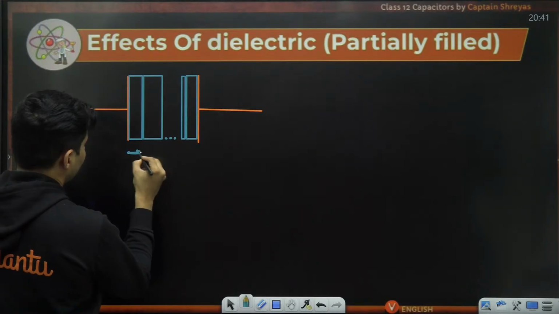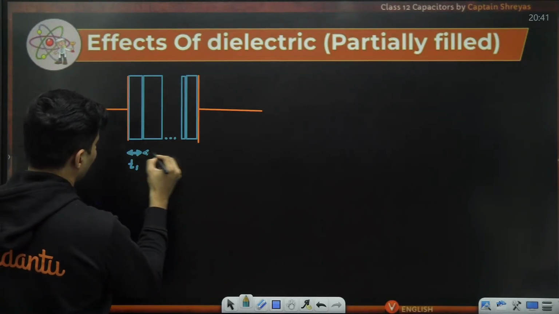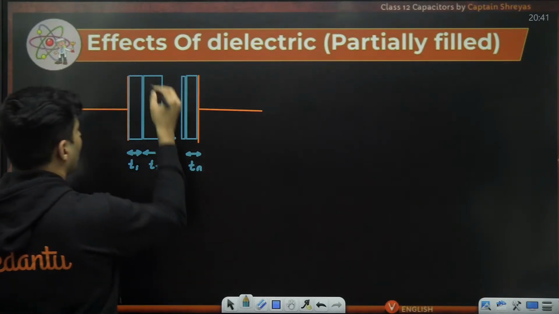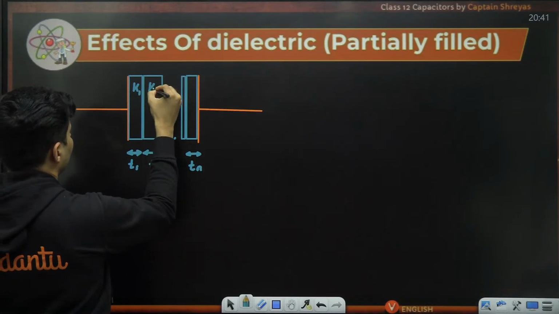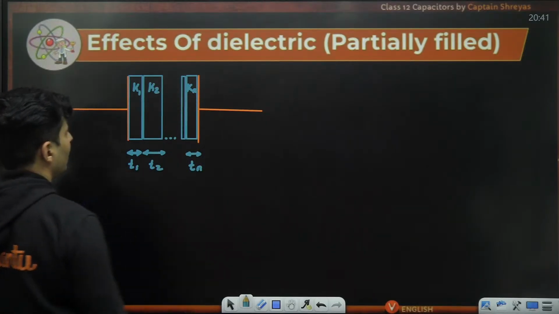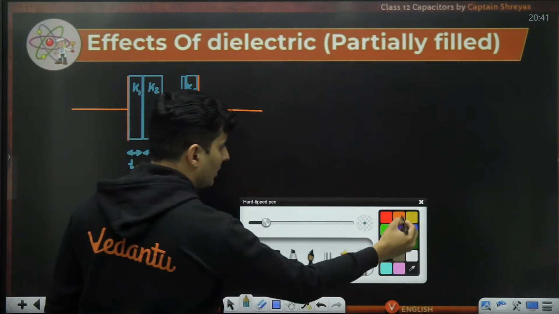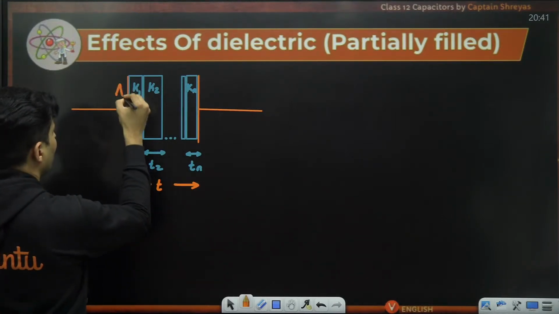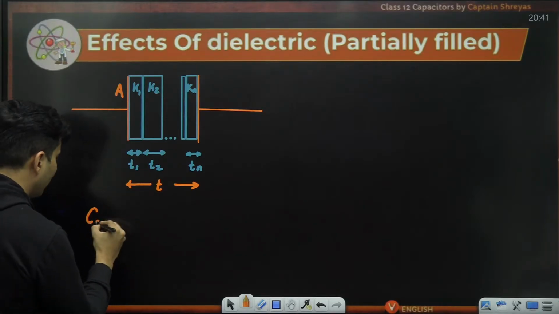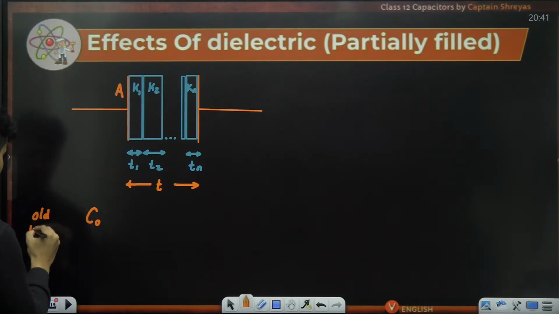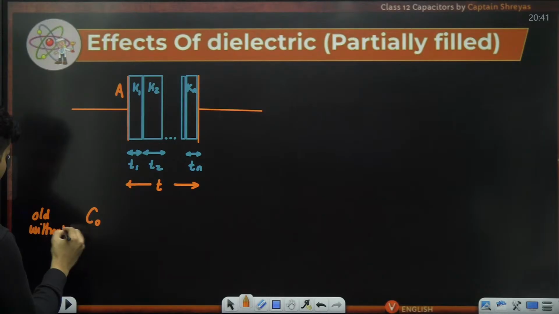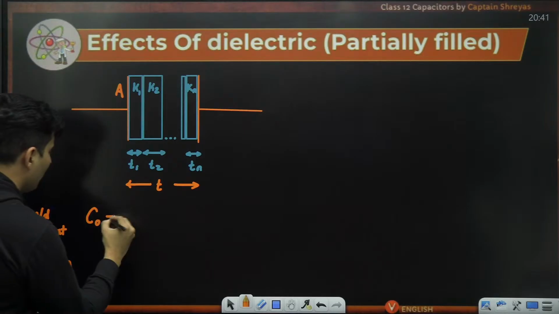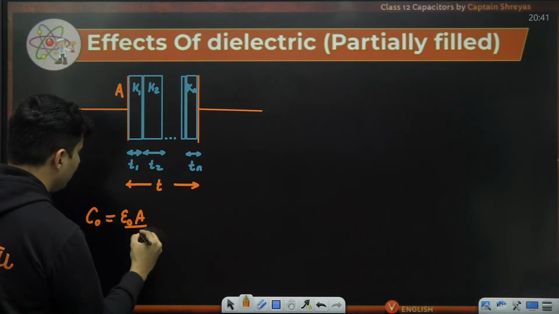And each one of them has different thicknesses like T1, T2, like that, Tn, and dielectric constant K1, K2, Kn, and so on and so forth. And the total thickness earlier was T, area was A. So the old capacitance without any medium would have been simply epsilon naught A by D.